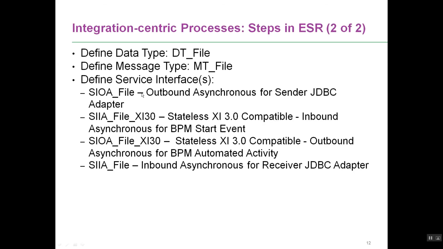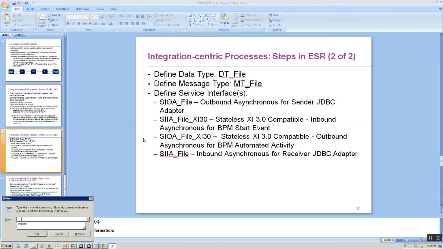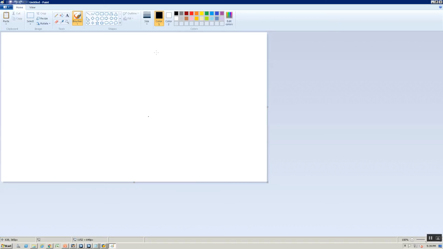So both inbound and outbound service interfaces are supported, and the service interfaces have to be stateless XI 3.0. Alright, so for this scenario, what we're going to do is create a data type, a message type, and 4 service interfaces. Why do we need 4 service interfaces? Let me quickly explain that to you, and then we will start off our development.